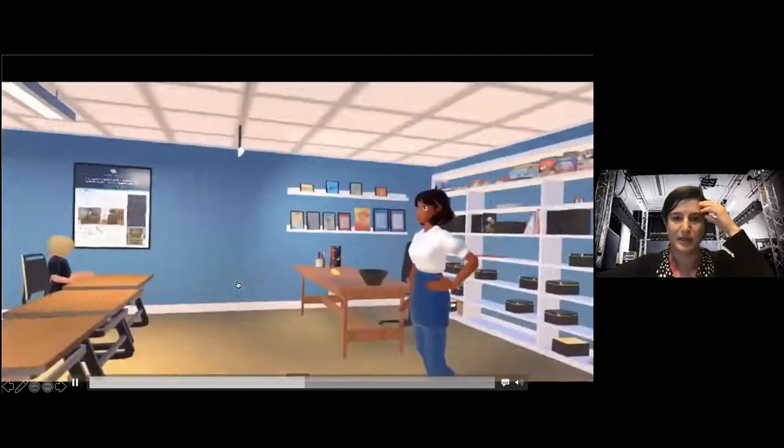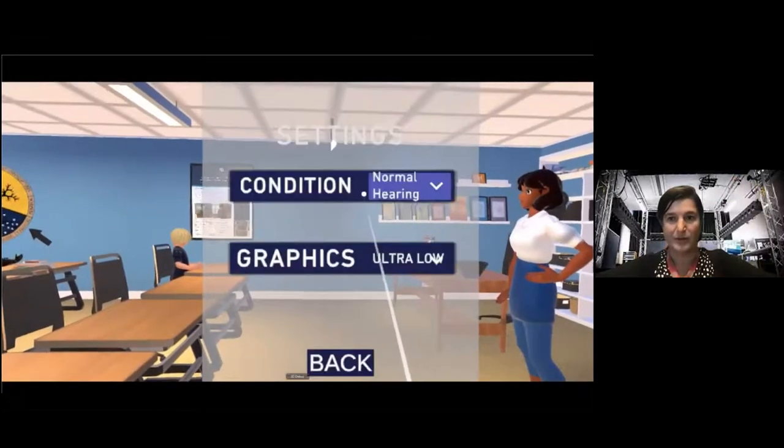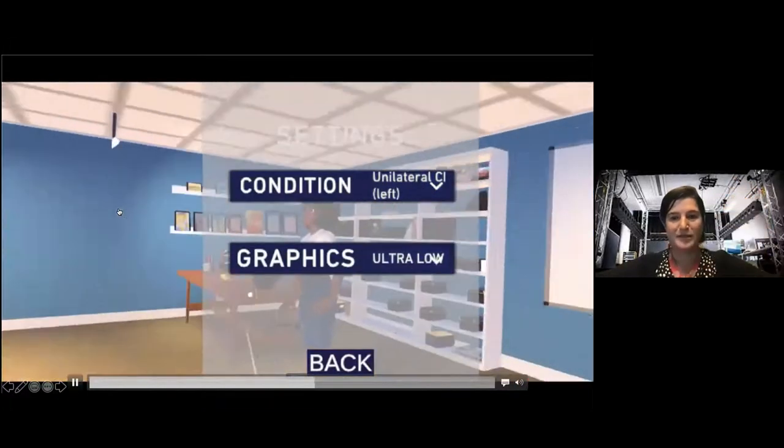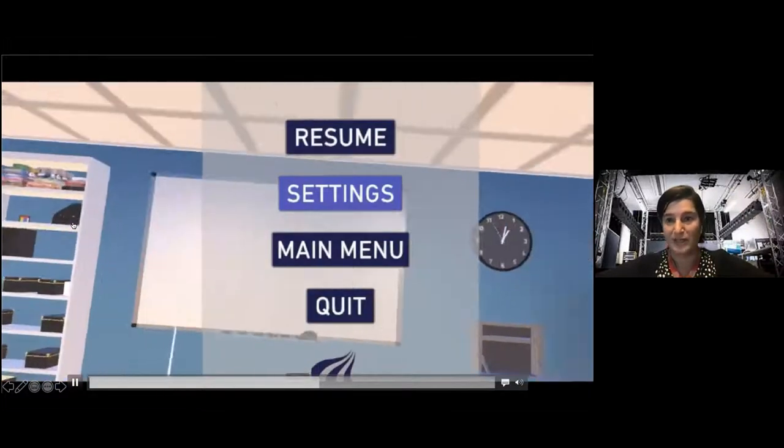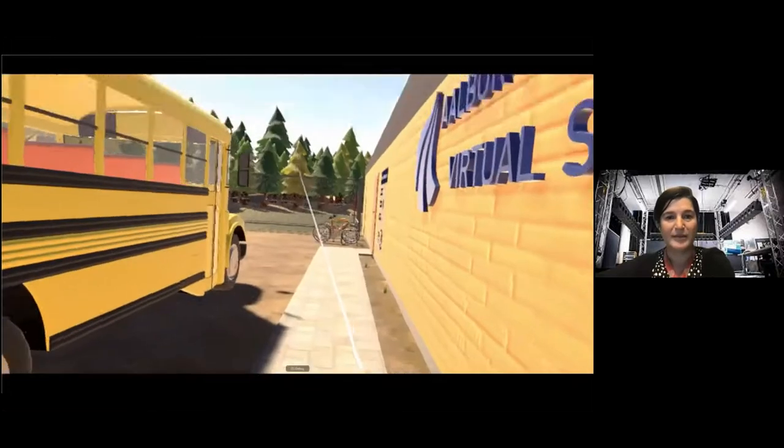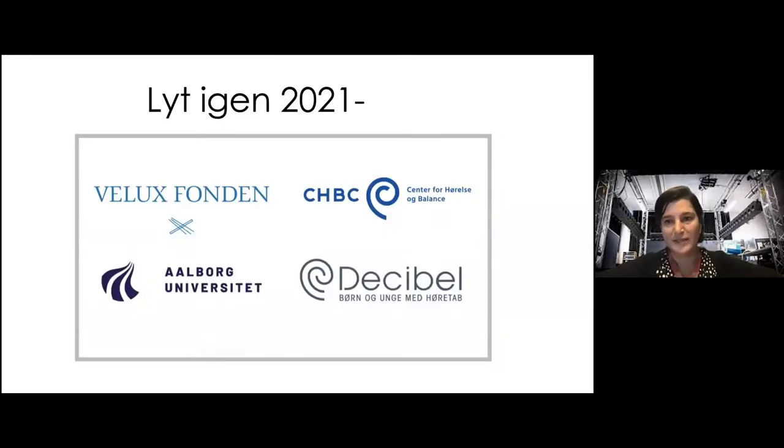So how does it feel to be a hearing impaired child in a classroom situation? This project was to enhance awareness for the parents of how their children feel in a classroom. But now we have started a project together with the Center of Hearing and Balance at the Rigshospitalet and Decibel, which is an association for hearing impaired children. And this project is about training the children themselves about everyday life sound using virtual reality. The idea is that there are lots of studies that show that training in virtual reality is very effective for different kinds of situations, and that those skills transfer to the real world.